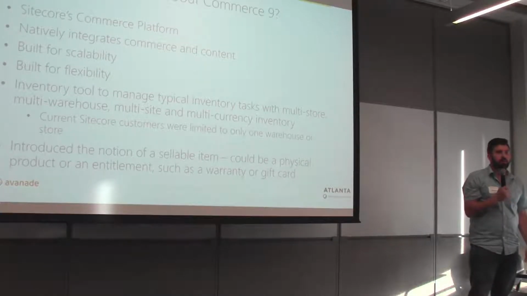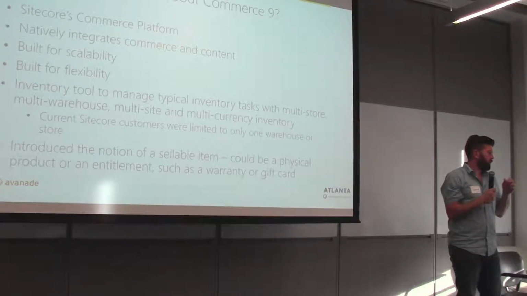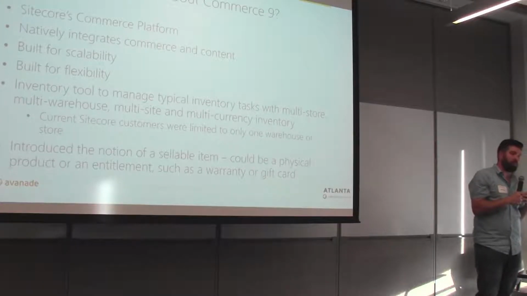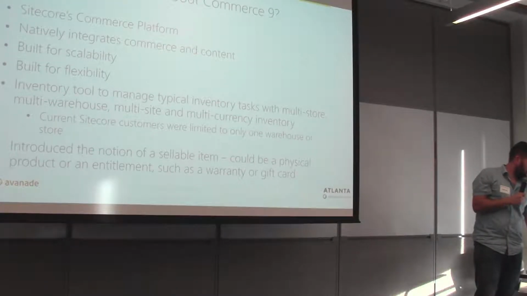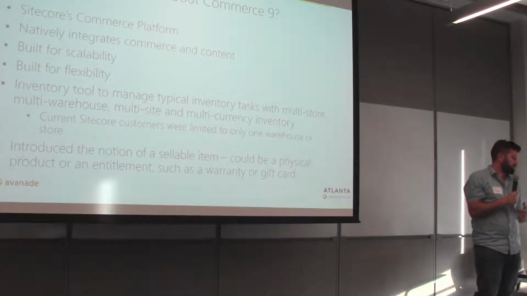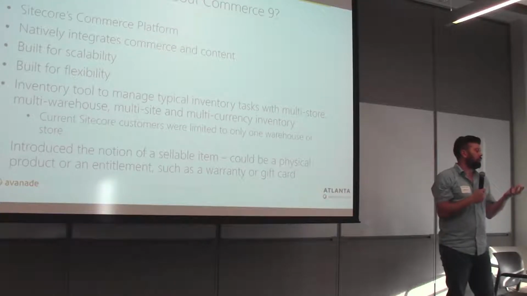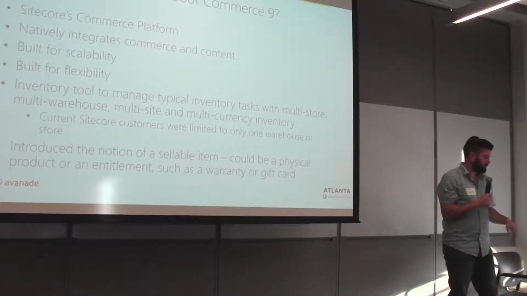Commerce 9 is built for scalability, flexibility. The idea is that you can have multiple servers that have specific roles for them, controlling whether it's the CD server where all the web traffic is going to, or whether it's your authoring server where just the internal marketers are using it. So built that way from the start, very flexible. And I guess the big thing here is the idea of this sellable item. So it's not just selling products in the store, it's selling warranties, it's selling gift cards, that kind of thing. Everything is a sellable item at the end of the day.